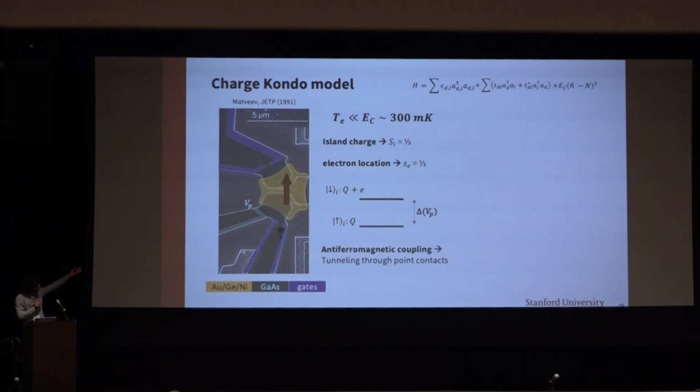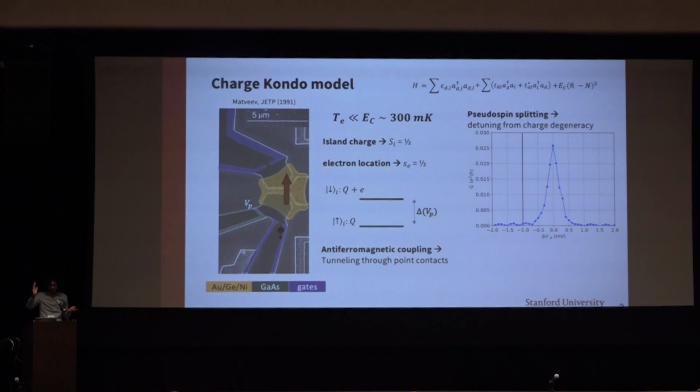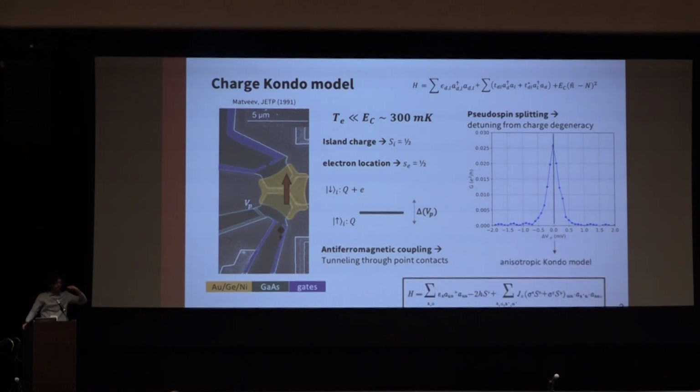And by virtue of the definition of these pseudospins, the tunneling process is going to entangle these pseudospins and result in an effective antiferromagnetic coupling. Now the pseudospins themselves will have some natural energy separation that is tunable with the gate voltage, the plunger gate. And we can go to charge degeneracy and we have a degenerate charge impurity, and under the right conditions you can basically map this Coulomb Hamiltonian onto an anisotropic Kondo model.